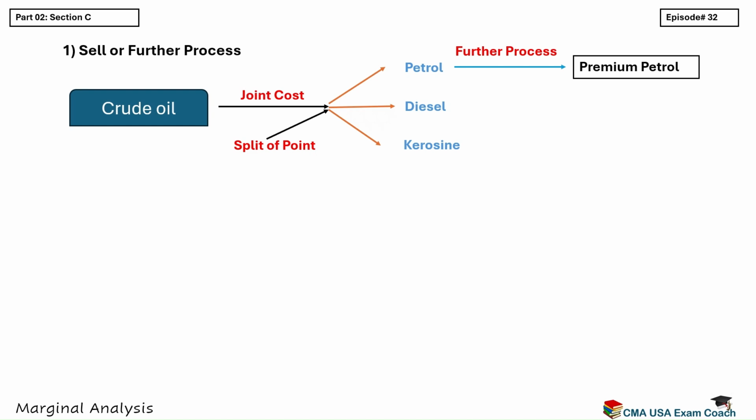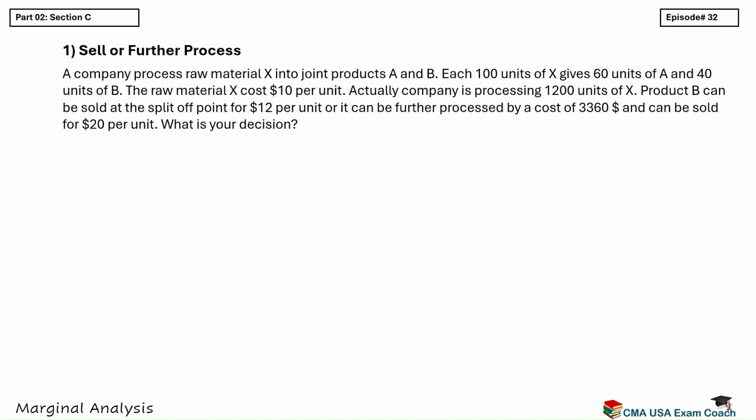If not, it's better to sell the regular petrol as it is. And remember, the joint cost is already incurred, whether we sell it or process further. So it's not part of the decision. Only the additional cost after the split-off point and the additional benefit from selling the upgraded product matter in this decision. We'll go through the actual numbers in the next slide to show how this decision works step by step.